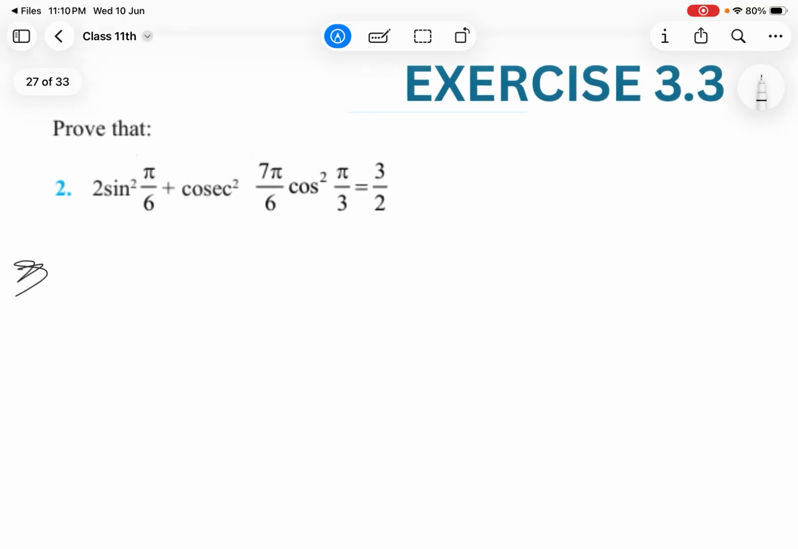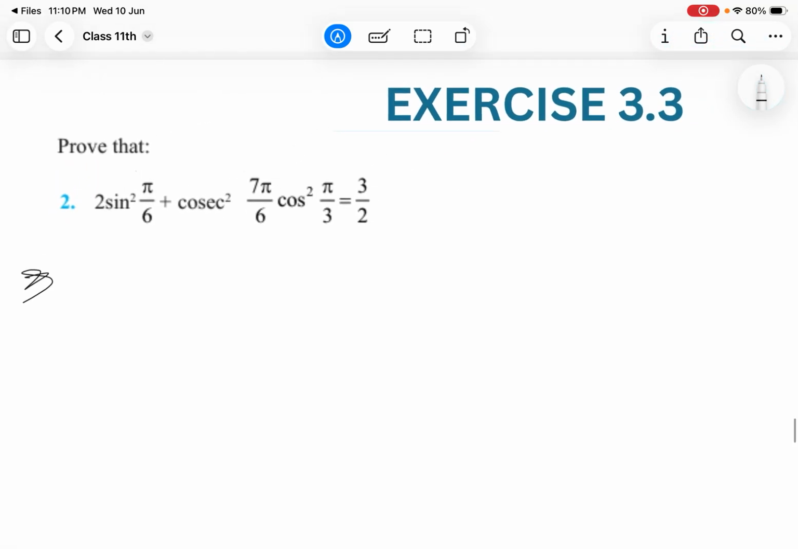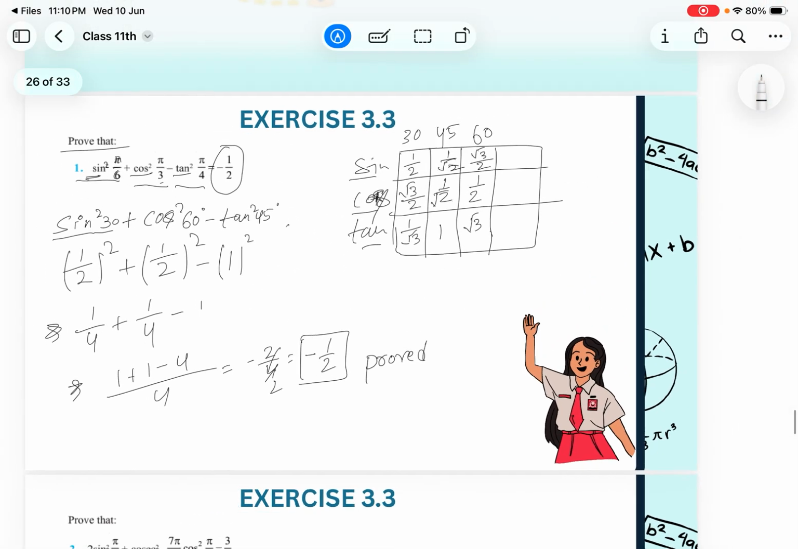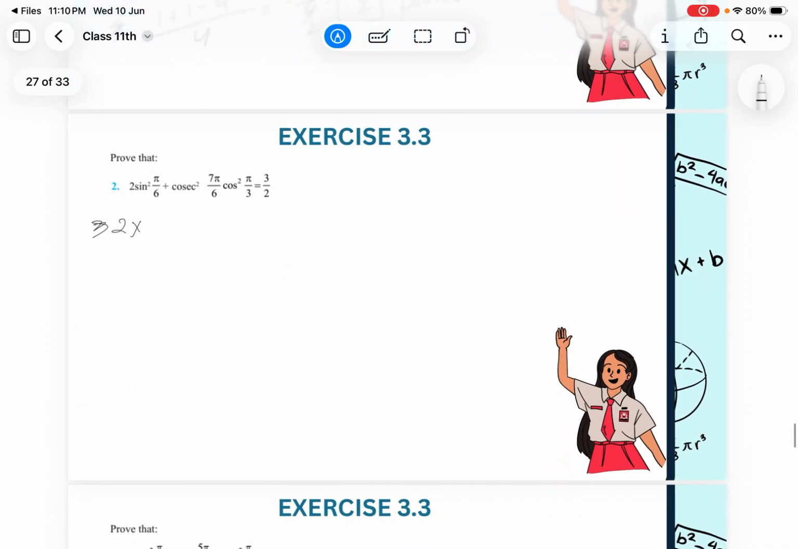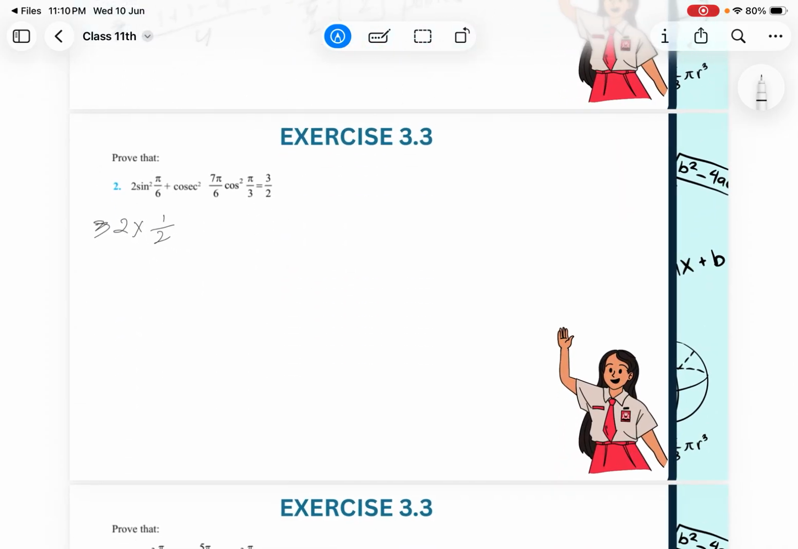In this question we are given 2 sine square pi by 6. So 2 into sine pi by 6, which means 180 by 6 is 30 degree. So what is the value of sine 30 degree? Sine 30 degree is 1 by 2. Sine 30 degree 1 by 2 whole square plus cosec square 7 pi by 6. So 7 pi means 7 times 180 by 6.